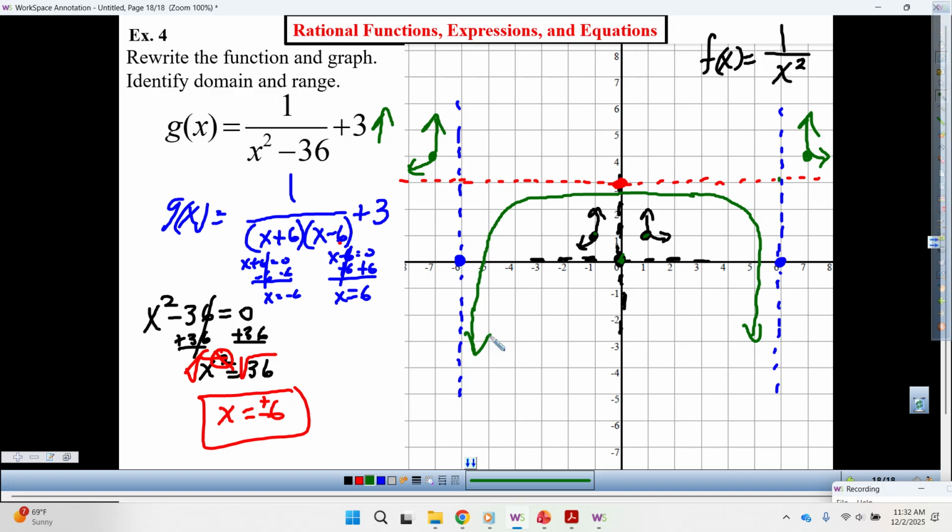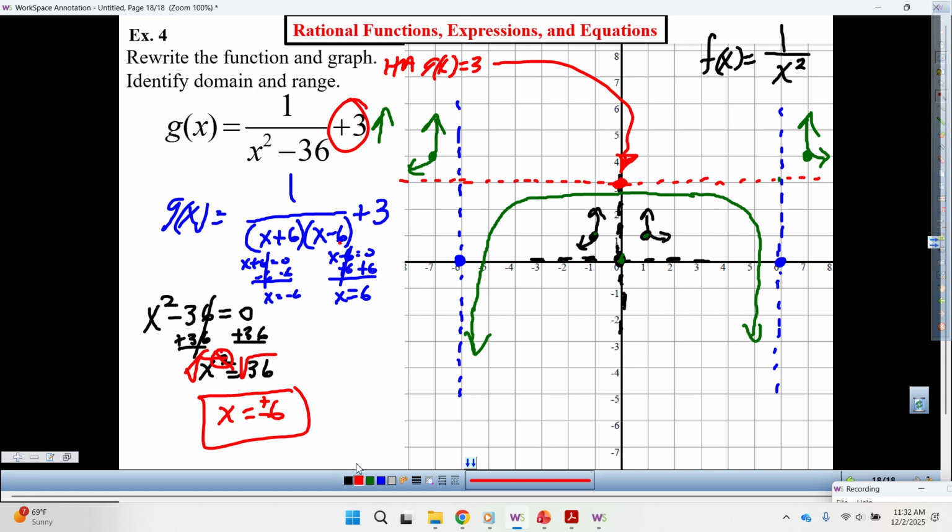All right, here goes the process one more time. What did we do first? F of x equals 1 over x squared. There it is. Next, we said we're going to go 3 up. So we got our HA at positive 3. So I'm going to take this so you guys can see it. Our HA is g of x positive 3, which is that one.